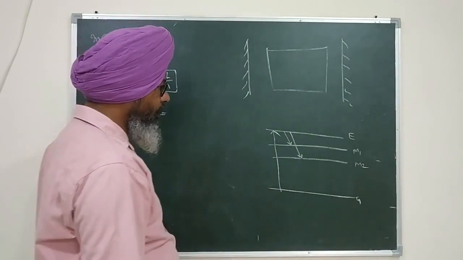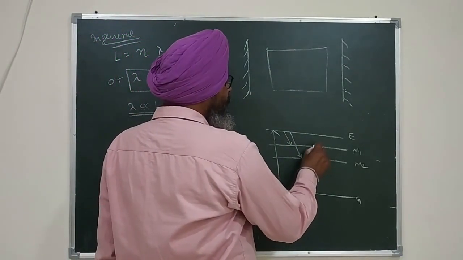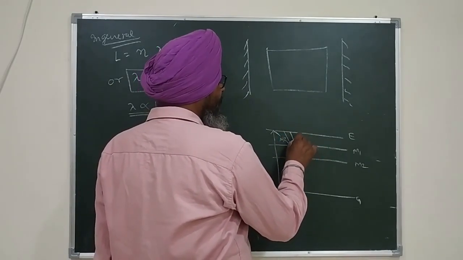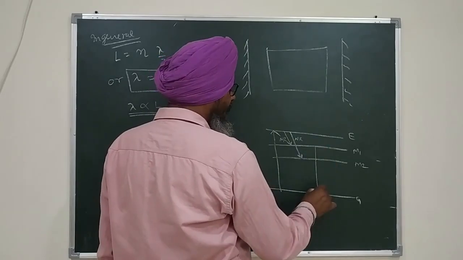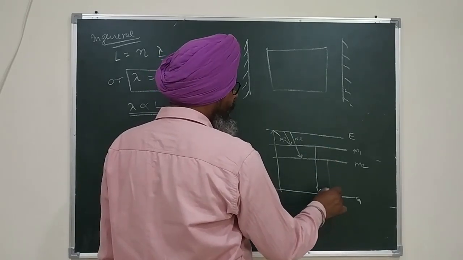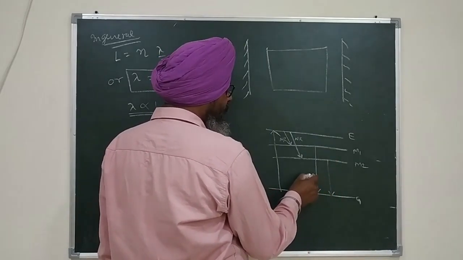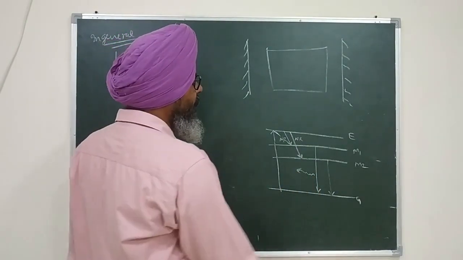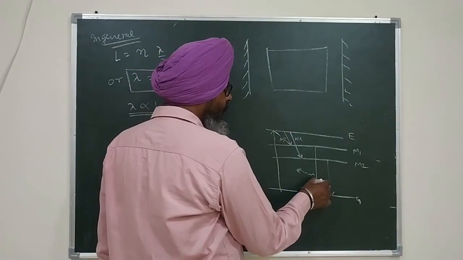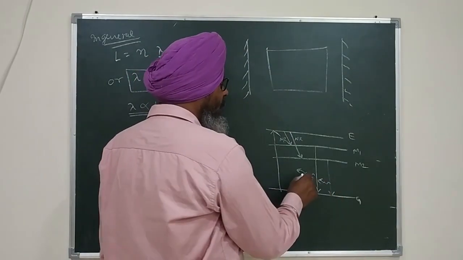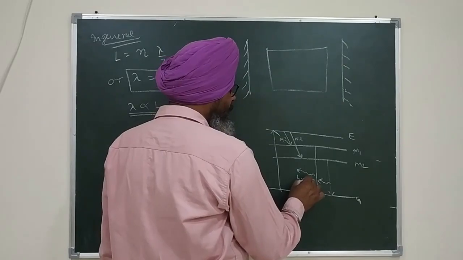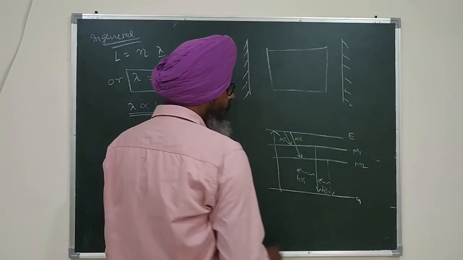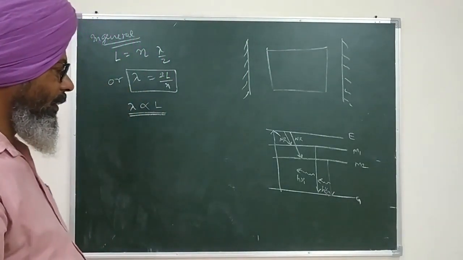Now what is going to happen when de-excitation from E takes place? These are both non-radiative transitions, and lasing action can start from M1 to G as well as from M2 to G. Suppose a seed photon is emitted parallel to principal axis due to this transition, and a seed photon is emitted parallel to principal axis due to this transition. Therefore its energy will be h nu 1, and its energy will be h nu 2. So these two photons will be of different energy.